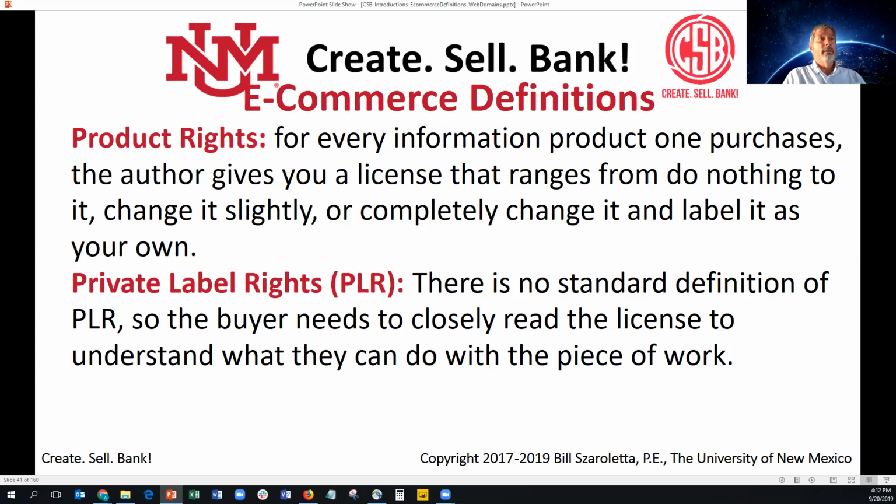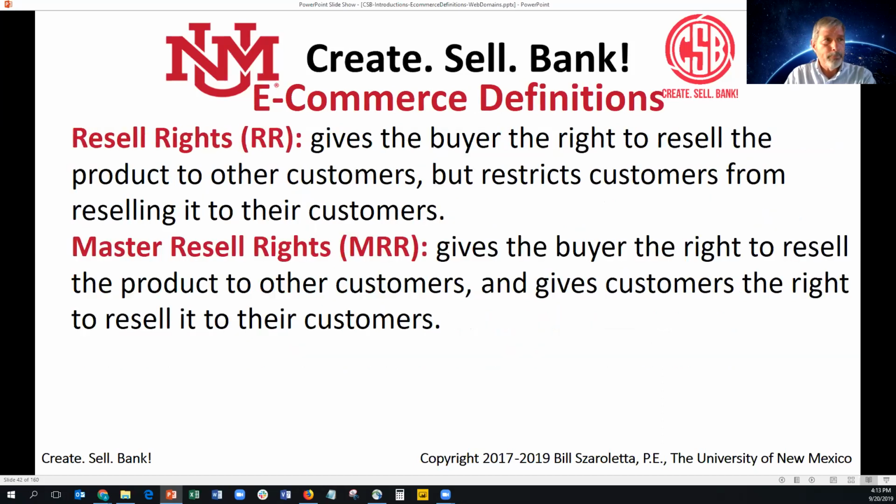Now, product rights, for every information product that you purchase, the author gives you a license that ranges from you can do nothing to it, or you can change it slightly, you can completely change it and label it as your own. You just have to make sure whatever you're purchasing that you read the fine print. And now private label rights kind of build on that. There's no standard definition of it. So again, you got to make sure that you read that so that you know what, when you purchase a digital product, what you can do with that.